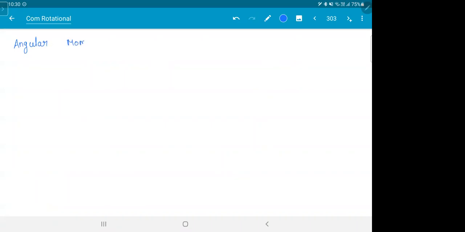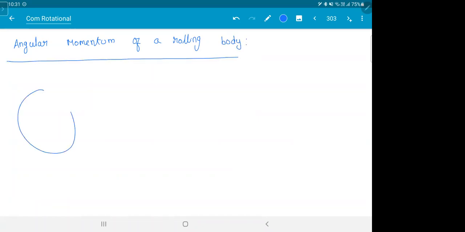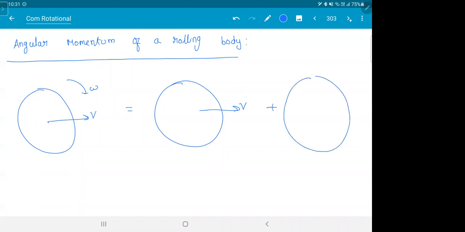Next thing, angular momentum of a rolling body. Something similar we did in energy also. For a particle, half mv square, then half I omega square, then combination. So again, this is the third time we are encountering the same thing. So if something is going with v and omega, you can split that into pure translation and pure rotation, like what we did in energy.